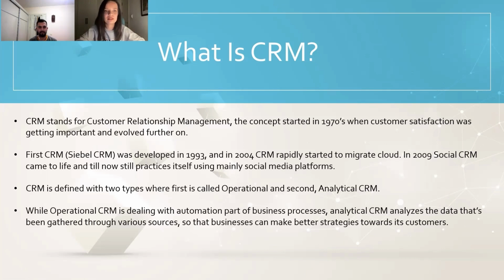CRM is defined with two types, where the first is called operational and the second analytical CRM. While operational CRM is dealing with the automation part of business processes, analytical CRM analyzes the data that has been gathered through various sources so that businesses can make better strategies toward their customers.